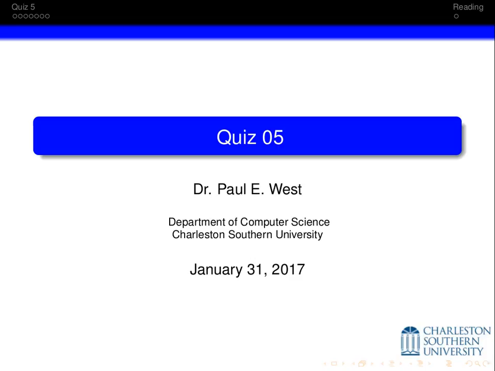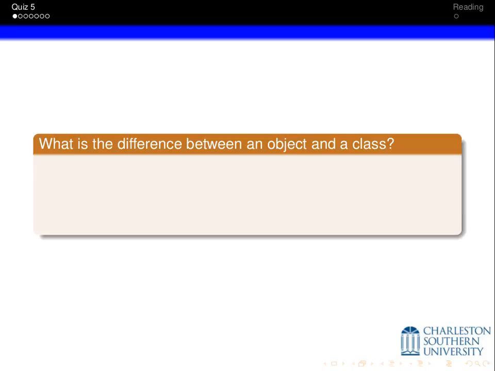But back to the quiz. You all took the quiz? What's the difference between an object and a class? Class is the blueprint to the object. Right. So what does that mean? That means that your class describes your object. And you build your object from those attributes. Yeah, from the blueprint, the class.